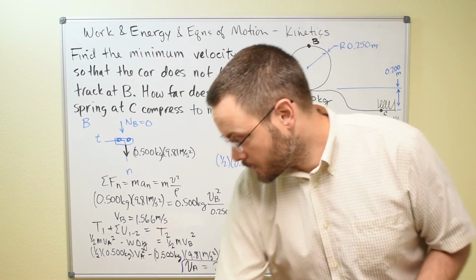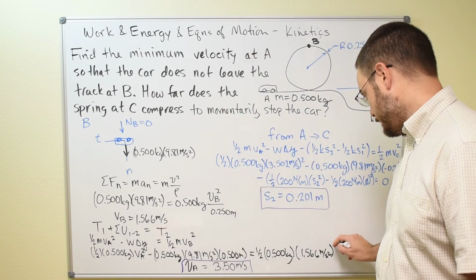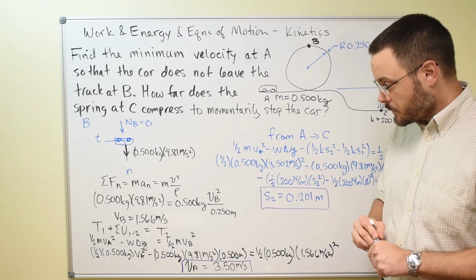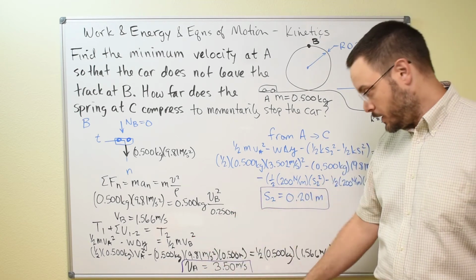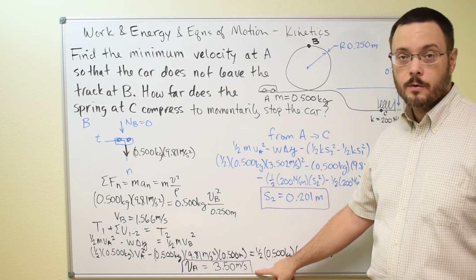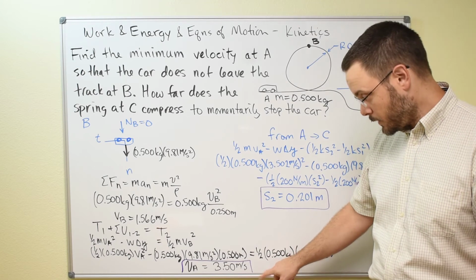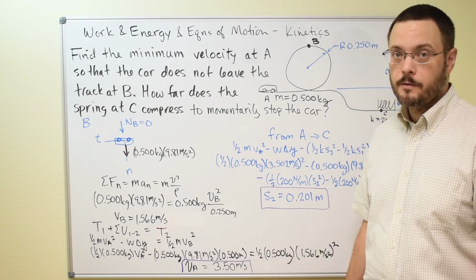Oops, I left off the square there. So then you can solve this for vA. Don't forget again to take your square root since it's velocity squared, and you'll get a vA of 3.5 meters per second.